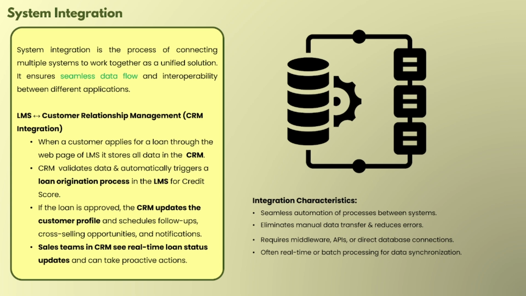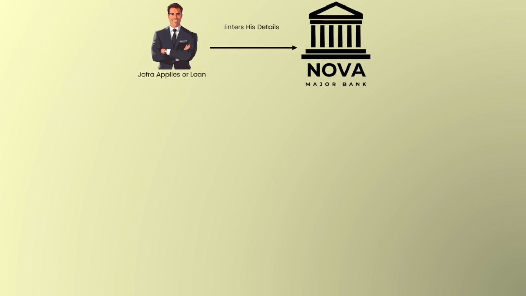So this is the basics of system integration, and please keep your eyes open now. We will see exactly how CRM helps our loan management system. So we will go one by one. Jofra again applies for a loan, and he enters all his details into Noah Major Bank's website, meaning the web page of Noah Major Bank. Jofra doesn't know about CRM, he doesn't know about the credit bureau, and he's also not interested in what is going on in the backside. He knows the website of Noah Major Bank, so he entered all his required data along with the documents into the web page of Noah Major Bank.